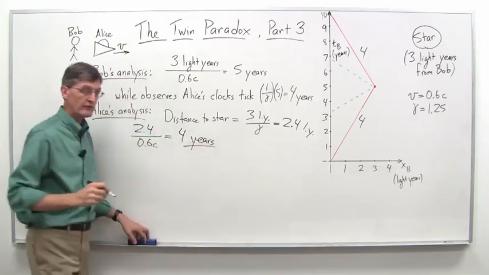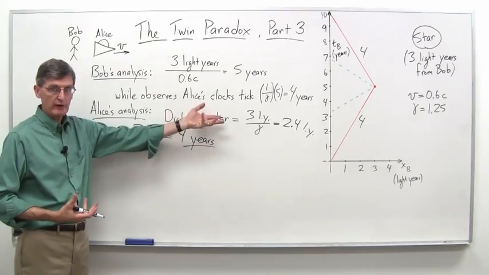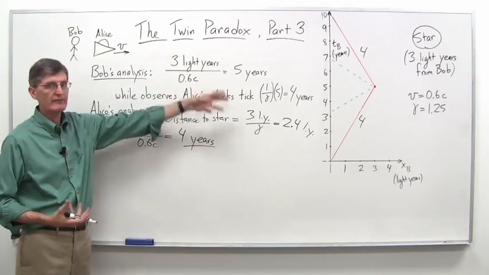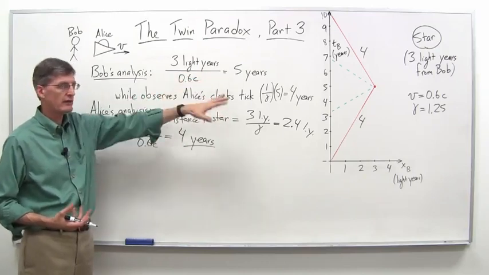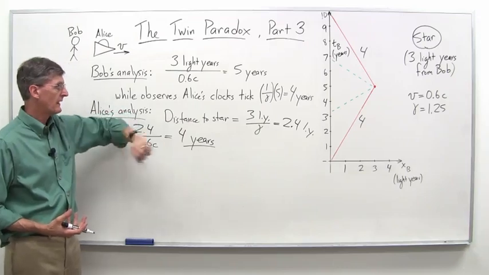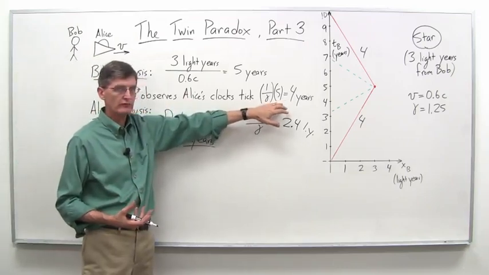Okay, so that's how much time ticks off her clock. And again, it's consistent with Bob's observation, although his analysis of how he gets that 4 years is different. He sees his clocks tick off 5 years while she travels a distance of 3 light years, and he sees time dilation, observes her clocks being time dilated, so it's 4 years.